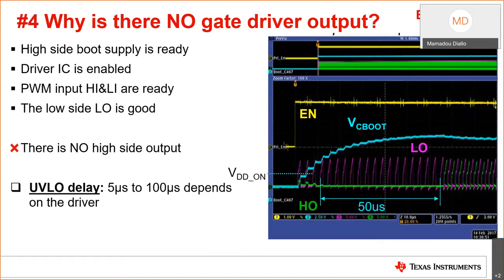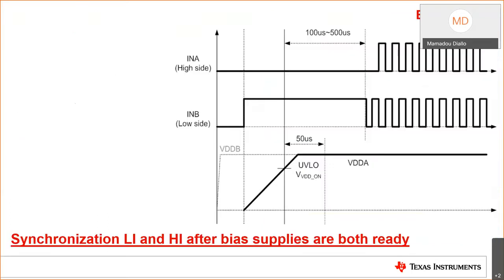So essentially, the driver had sufficient bias, but because they did not synchronize the inputs, the HO channel has a UVLO delay, which is approximately 50 for this specific case. Some drivers may have lower, but you want to make sure that you synchronize your PWM signal well after the supply has crossed the threshold.